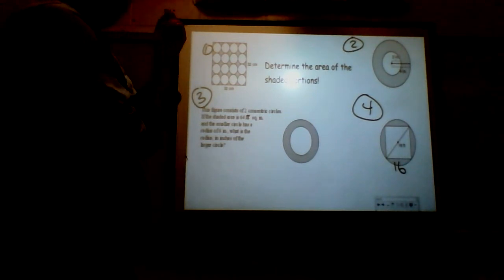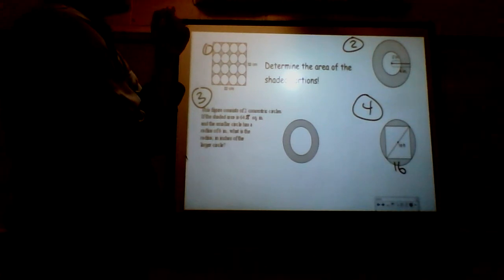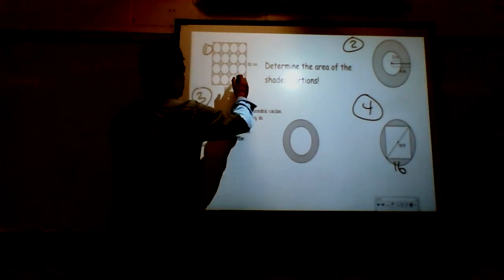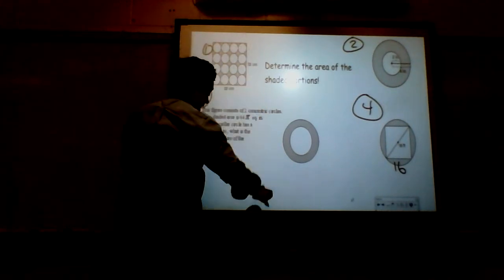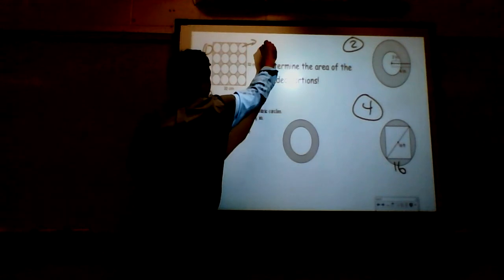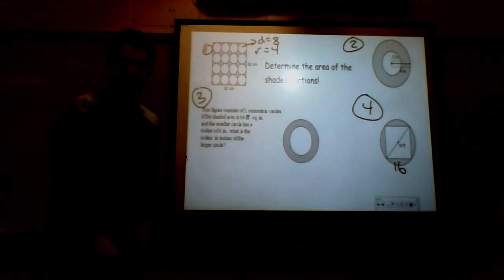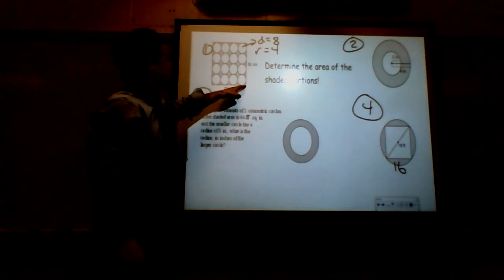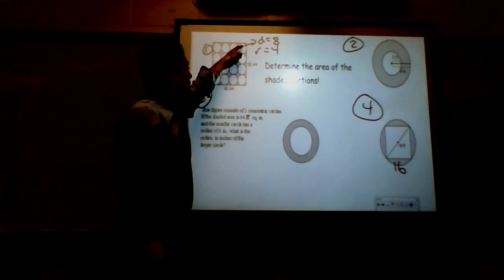In problem 1, if you weren't sure how to get started, let me give you a little bit of a hint just to make this easier for you. The diameter of each circle is 8. So this circle has a diameter of 8, a radius of 4. I figured that out because the entire thing from top to bottom is 32. There are 4 circles. 32 divided by 4 is 8.